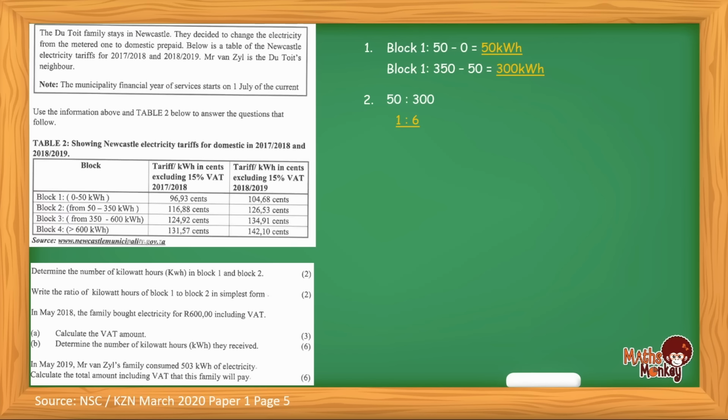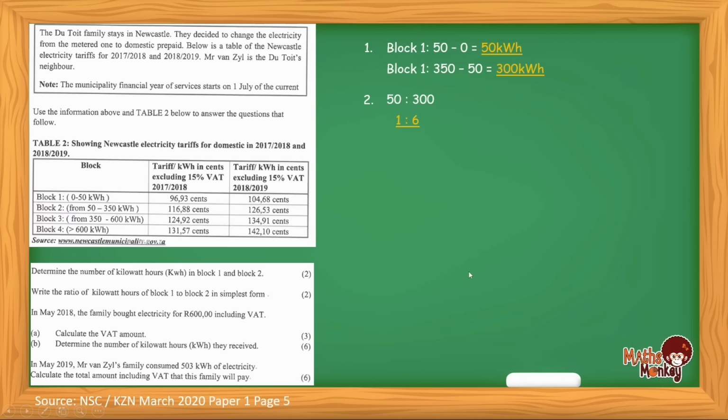And you will just always remember that if you get a fraction, the smallest number in the fraction must go under the smallest number of the original ratio. So if I have 1/6, I'm putting 1 under the 50, because in this original ratio, 50 is the smaller value, so 1 needs to be the smaller value. Okay, so that is your number 2. This is based on what is the ratio of kilowatt hours of block 1 to block 2 in simplest form.